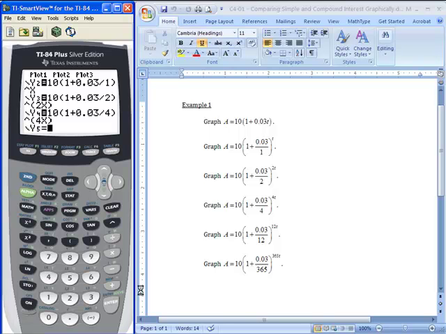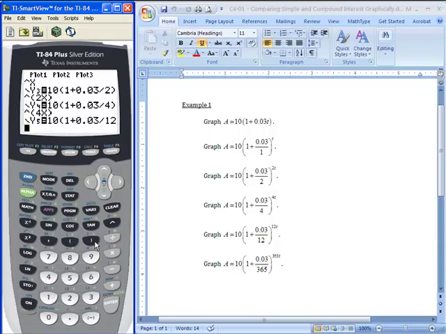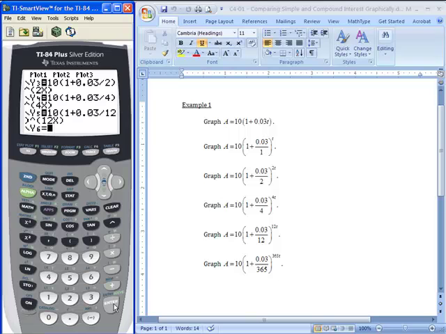I think I said we were graphing 7. We're only graphing 6. 10 times 1 plus 0.03 divided by 12. Close parenthesis, to the open parenthesis, 12x, and close parenthesis. And 1 more to go for daily compounding.